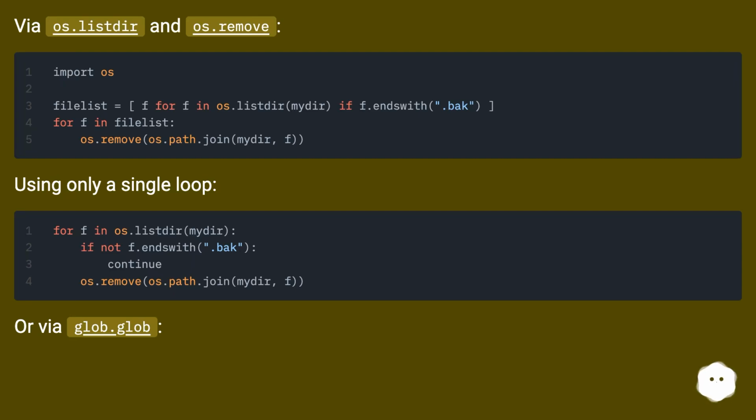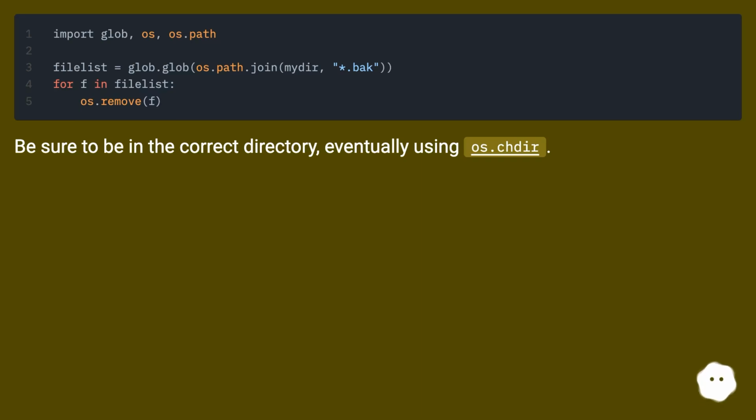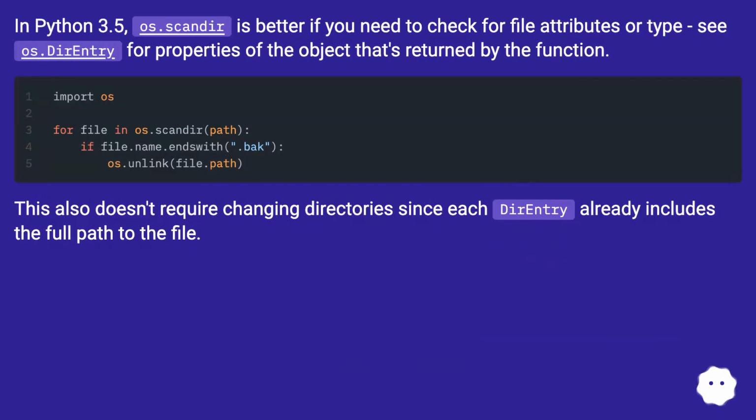Or via glob.glob. Be sure to be in the correct directory, eventually using os.chdir. In Python 3.5, os.scandir is better if you need to check for file attributes or type. It says directory for properties of the object that's returned by the function. This also doesn't require changing directories since each directory entry already includes the full path to the file.